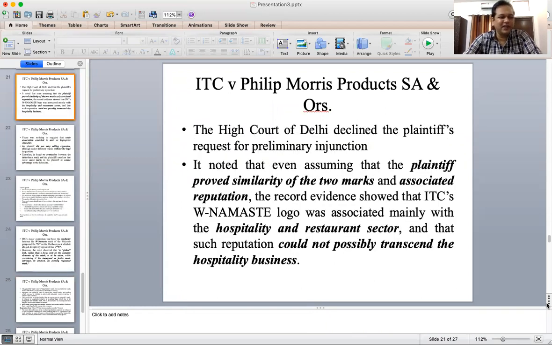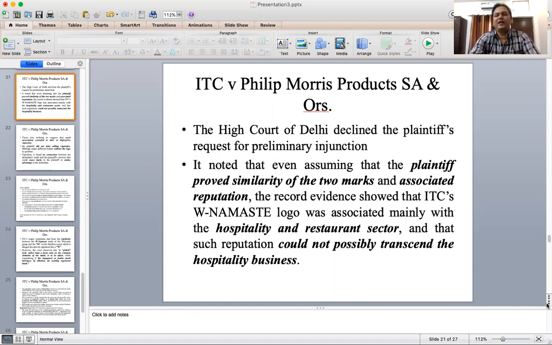So the High Court of Delhi declined the plaintiff's request for a preliminary injunction. They were convinced by two arguments. First, the cigarettes were sold by ITC, but not with this very logo. And second, what was the real intention of the ITC company?